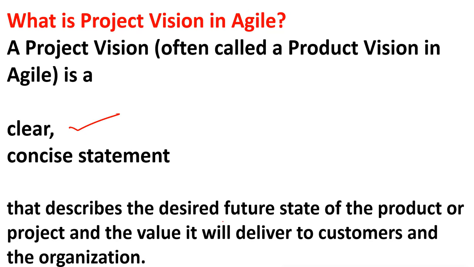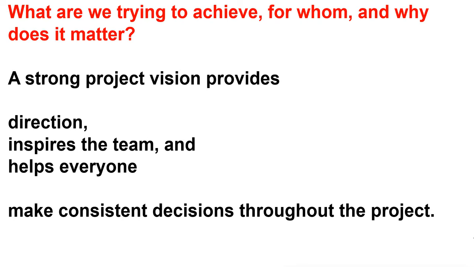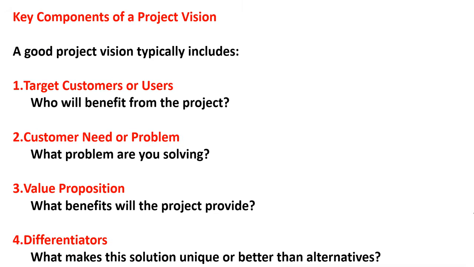It describes the desired future state of the product. It means what we are going to produce, what our objectives for the project are, and the value it will deliver to the customers and the organization. What are we trying to achieve, for whom, and why does it matter? That is the vision. A strong vision provides direction to teams, or everyone, on what they have to do, inspires the team, and helps everyone make consistent decisions throughout the project.